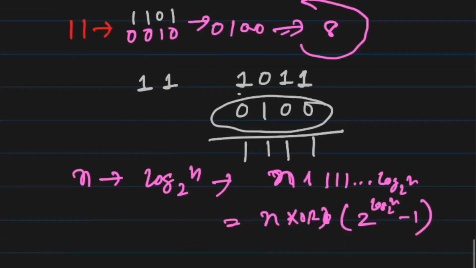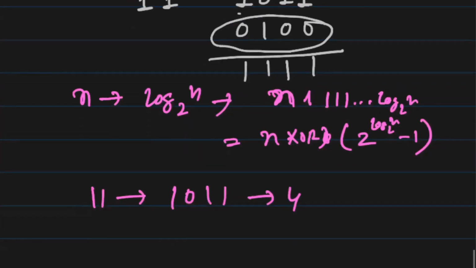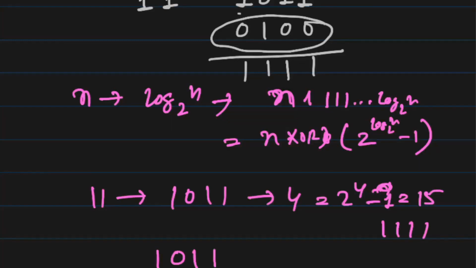So let's take the example 11 again. How many bits do we have in 11? The representation is 1011. So how many bits? 4. So what is the number in 4 bits? It's 2 to the power 4 minus 1, so it's going to be 15. For 15, what is it? 1, 1, 1, 1, right? So if I do XOR with this 1, 1, 1, 1, XOR gives 1, 0, 0, 0. So this is 8. This is the answer.